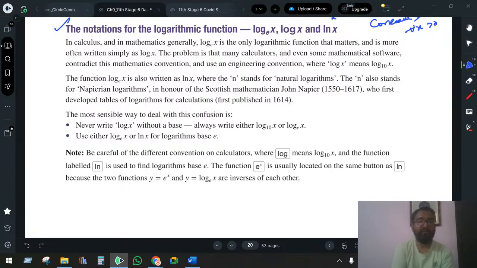You can see, in calculus and mathematics, generally log x base e is the only logarithmic function that matters and is more often written simply as log x. The problem is that many calculators and even some mathematical software contradict this mathematics convention and use an engineering convention where log x means log x base 10. Can you read this paragraph again?